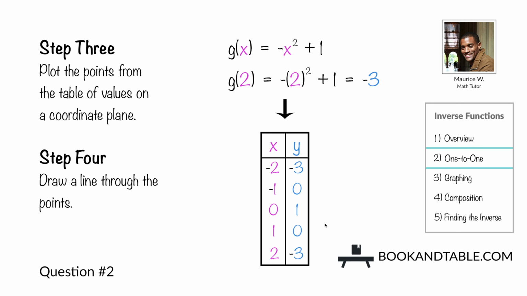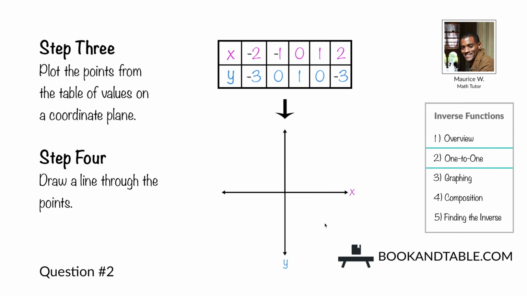So step 3, plot the points from the table of values on a coordinate plane. When we do so, the first point is negative 2, negative 3. The second point is negative 1, 0. The third point is 0, 1. The fourth point is 1, 0. And the fifth point is 2, negative 3. In step 4, we want to draw a line through the points to show us the sketch of g of x.